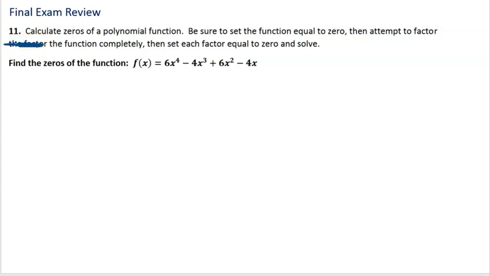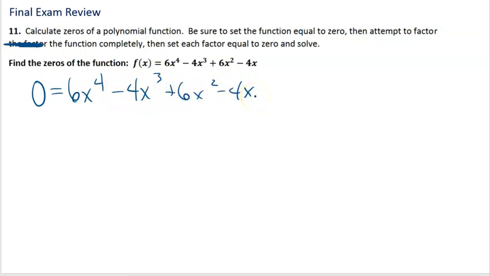Then set each factor equal to 0 and solve. Okay? So, factoring may be not bad. Factoring may be terrible. We're about to find out, aren't we? Now, first of all, set it equal to 0, just like it said. Whenever you're asked to find the zeros, that is the first step. No matter what you do after that, you got to set it equal to 0.